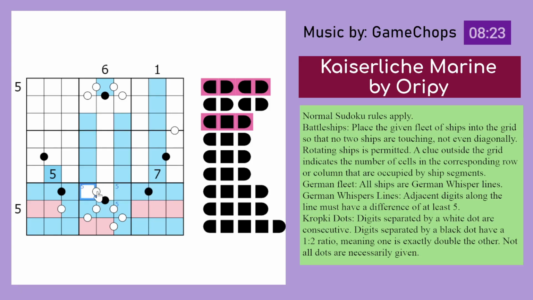which means that can't be ship because it must grow out to here at the very least, and those 2 digits are consecutive and do not differ by 5. So it cannot form a German whisper line and therefore are not a valid ship, so that's not ship.